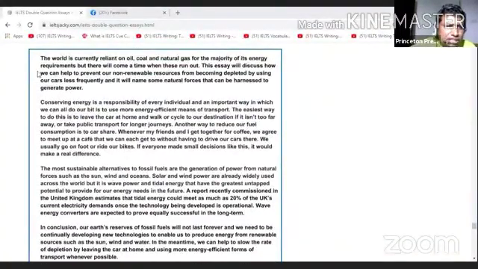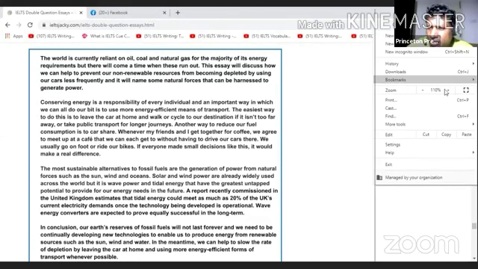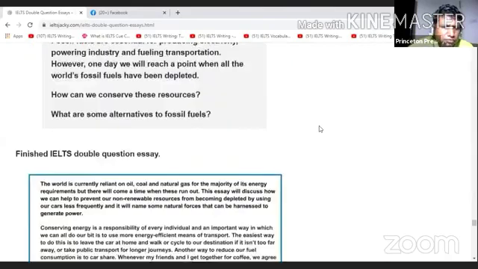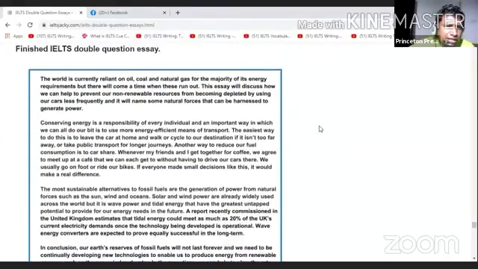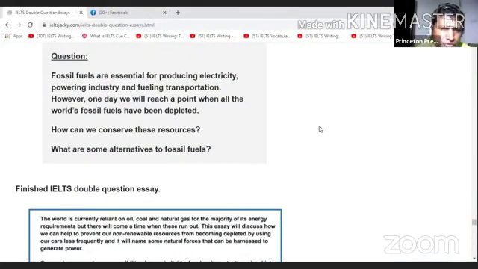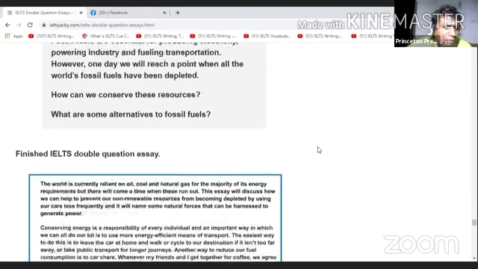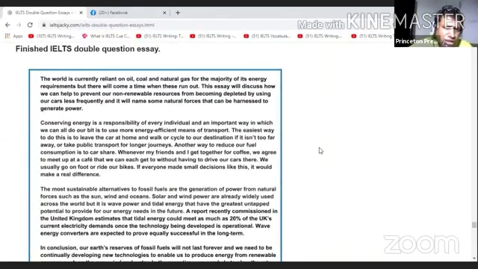So let me finish by reading it together for the last time. Let's read it. What was the question? Fossil fuels are essential for producing energy, powering industry, and fueling transportation. However, one day we will reach a point when all the world's fossil fuels have been depleted. How can we conserve these resources? What are some alternatives? So if you are asked to write a double question or direct question IELTS Task 2 essay, I'm not saying this is the only way to write, but this is pretty good. Then you can check other websites as well, other books as well.